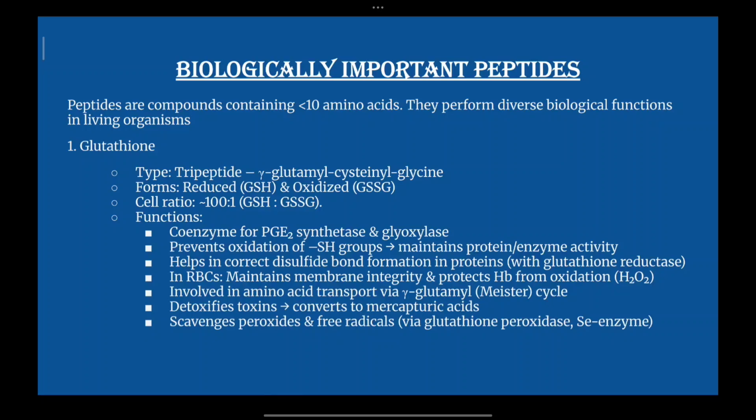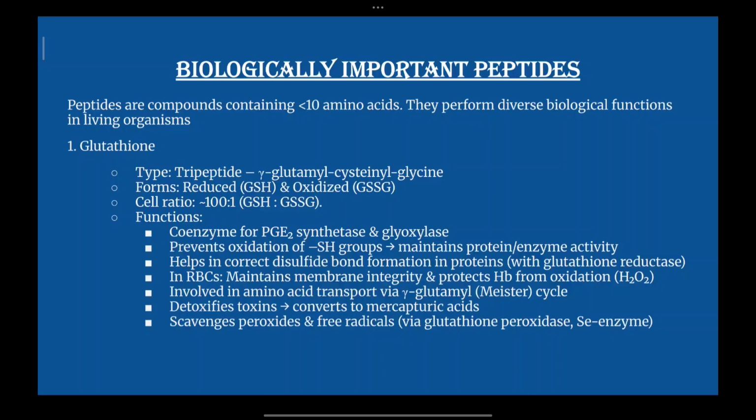It is a tripeptide with gamma-glutamyl, cysteine and glycine as the amino acids present in glutathione. How is it formed? By reduction and oxidation. The cell ratio here is approximately 100:1 for GSH:GSSG.